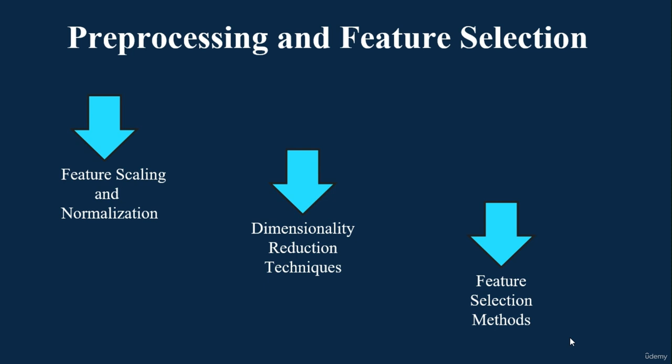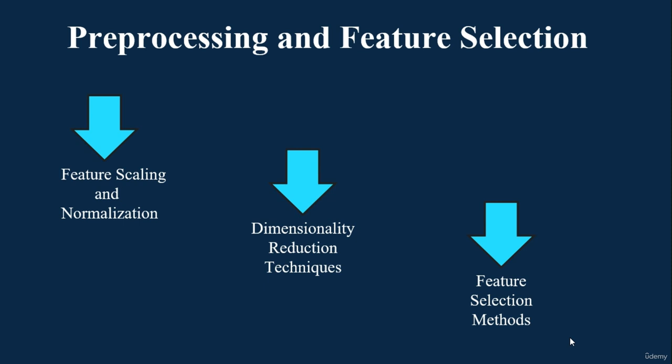Feature scaling and normalization. To prevent bias in clustering results, it is often necessary to scale or normalize features. This step ensures that all features contribute equally to the clustering process and prevents dominance by features with larger scales. Dimensionality reduction techniques. High dimensional data can pose challenges for clustering algorithms. Dimensionality reduction techniques like principal component analysis, short form PCA, or t-SNE, can be employed to reduce dimensionality of the data while retaining its essential characteristics.